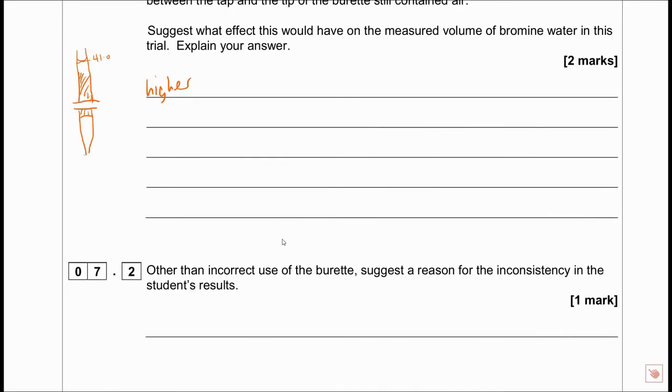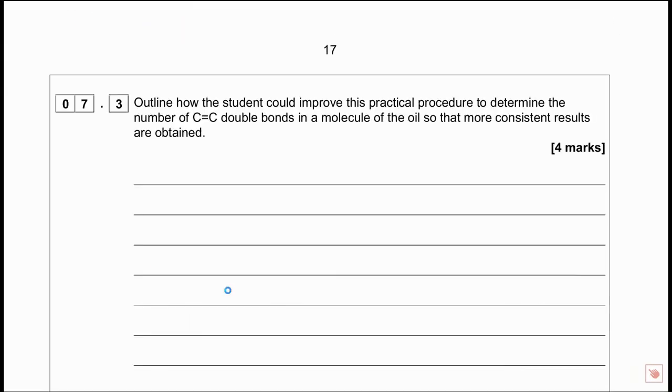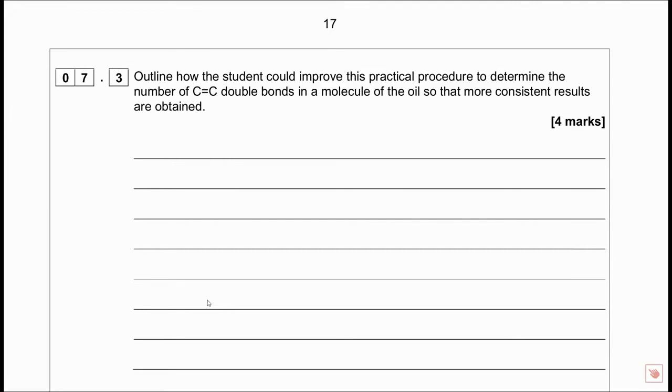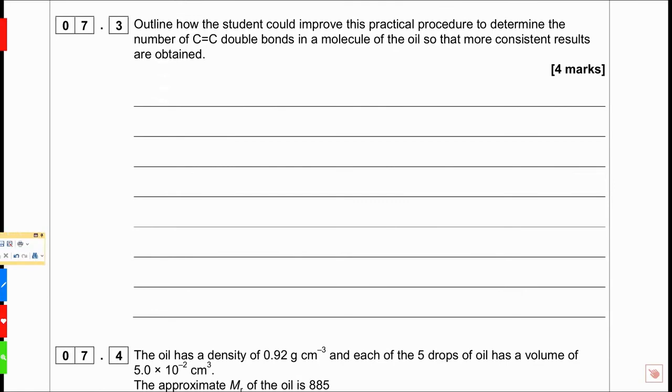A drop isn't a unit of measurement, so drop sizes could vary, and that obviously is fairly pathetic as far as an experiment goes. You're not going to get very good results there at all unless you can guarantee the size of each drop, which of course you can't. Outline how the student could improve this practical procedure to determine the number of carbon-carbon double bonds in the molecules of the oil so that more consistent results are obtained. So what could the student do?